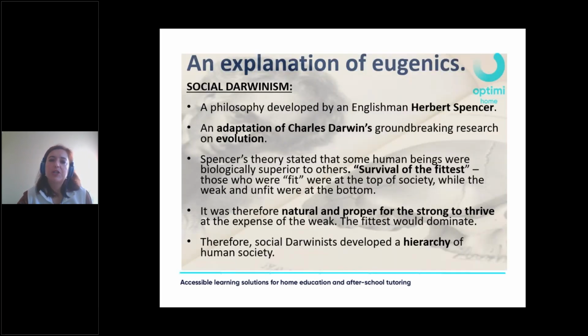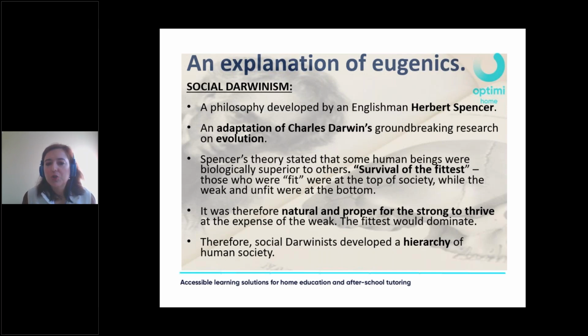Now, the explanation of eugenics, eugenetica in Afrikaans, social Darwinism, sosiale Darwinisme. Goed. It was a philosophy developed by an Englishman, Herbert Spencer. It was an adaptation of Charles Darwin's groundbreaking research on evolution.